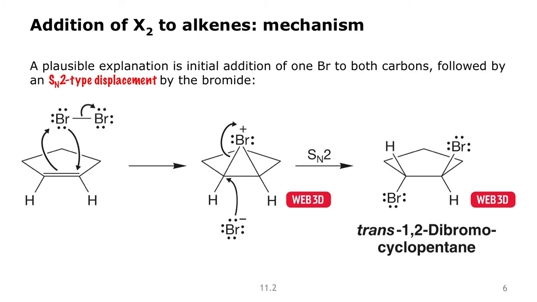The net result is that the bromine that was initially added remains attached to one face of the double bond. The bromide ion adds to the opposite face, and we only observe that anti-addition.